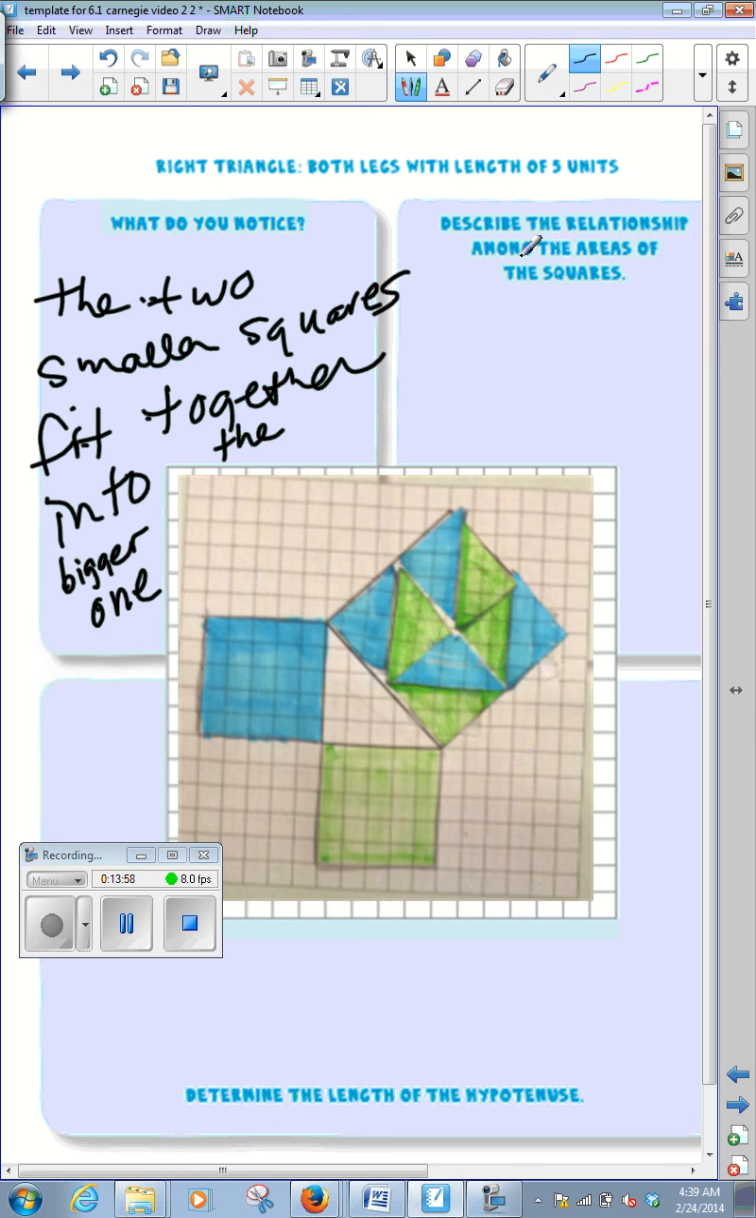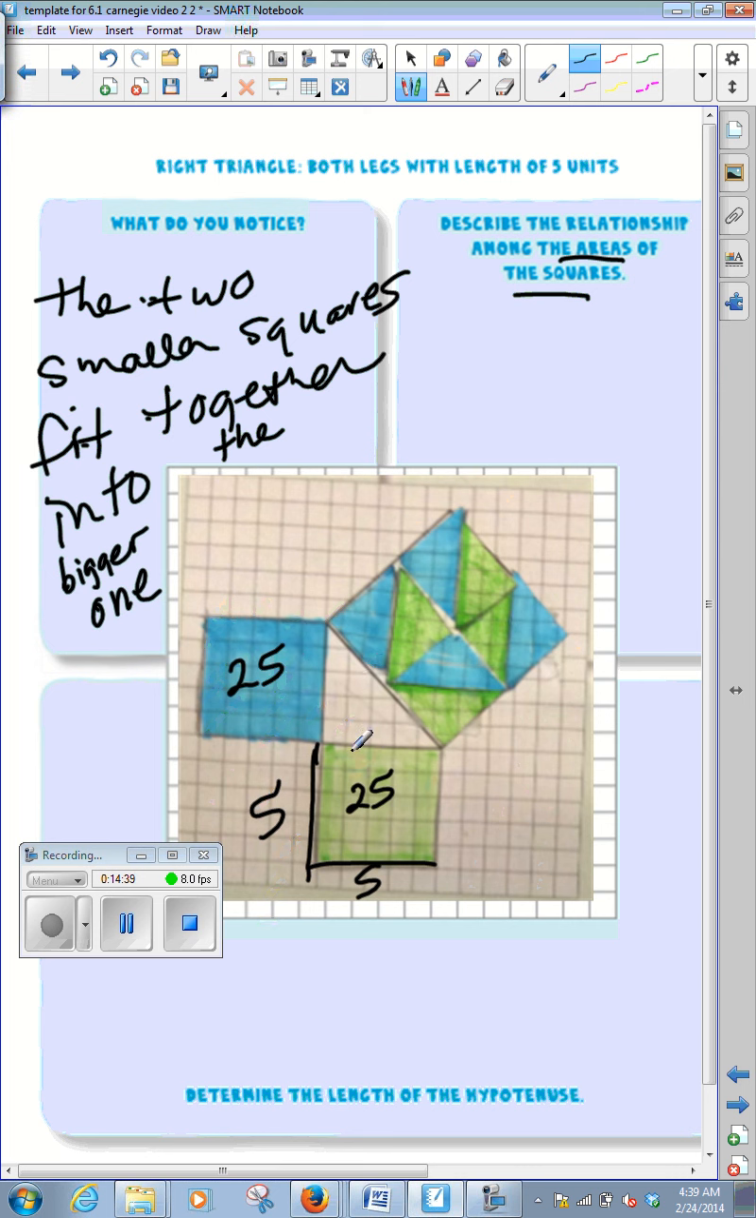Describe the relationship among the areas of the squares. Remember last year we did area. To find the area of a square, you do how long the square is, which is 5, times how wide it is, which is 5. 5 times 5 means the area is 25. And you can tell just by looking at it. Remember, area is made up of square units. If you were to take the figure and figure out how many squares fit inside of it, there's 25. So the area of this one is 25, and the area of this one is 25, because 5 times 5 is 25. So describe the relationship of the area.